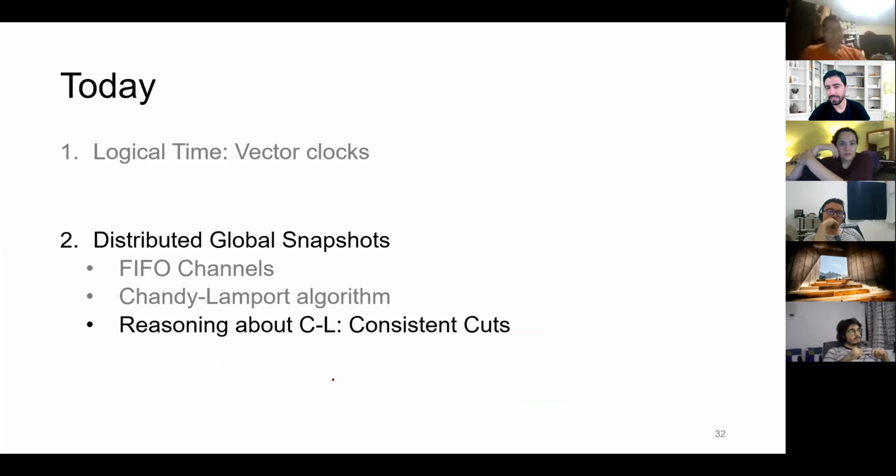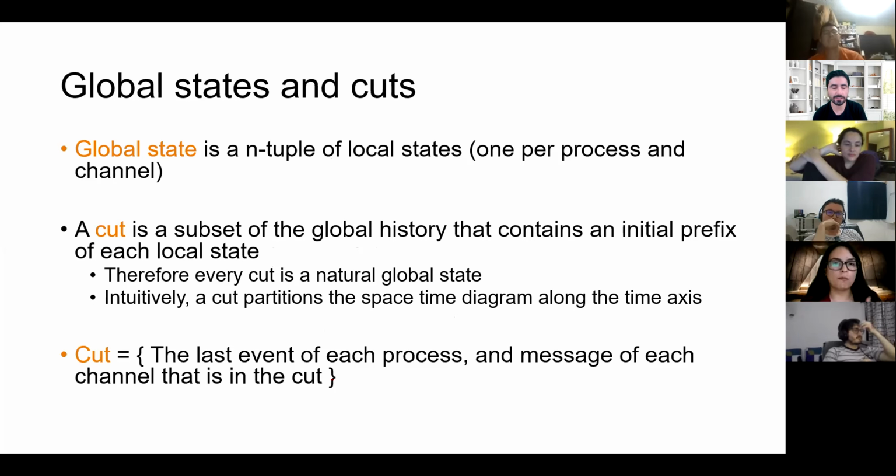Just before we finish, I'm sorry I didn't give you a break, because we are almost there. So I'm going to talk about Chandy-Lamport, reasoning about it, and talk about consistent cuts.